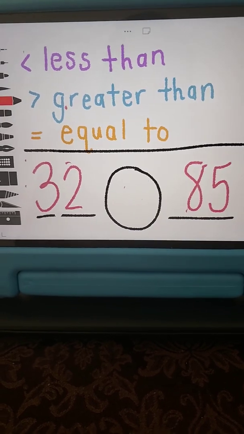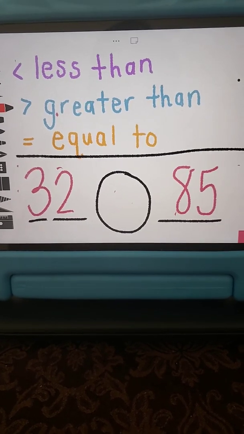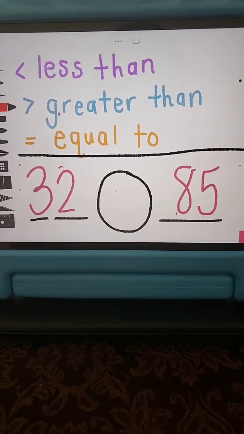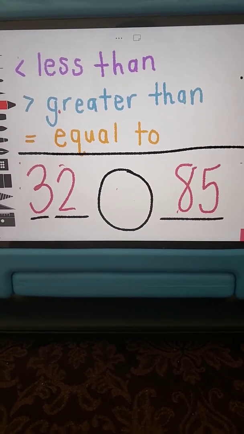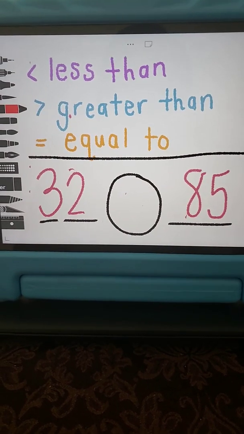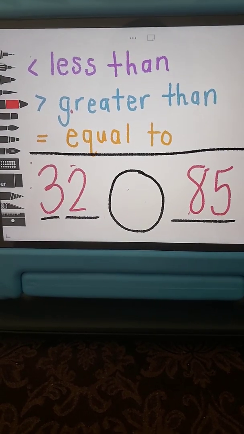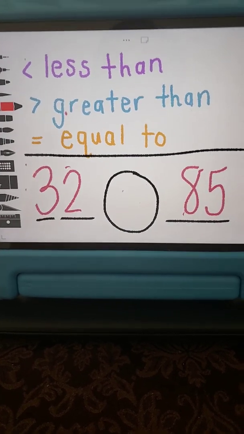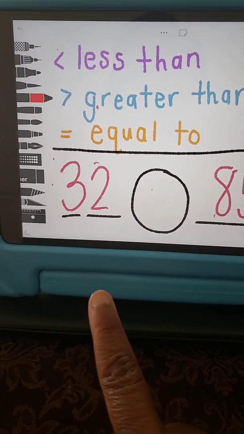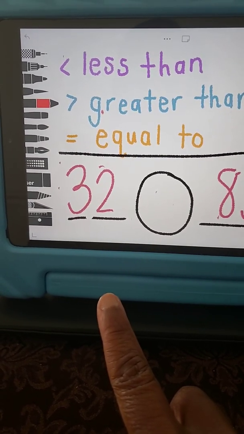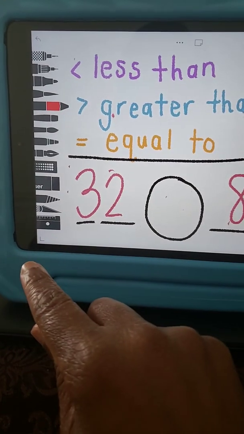Just by looking, boys and girls, you might be already thinking which one this alligator is going to want to eat. Because remember, that alligator is hungry and it wants to eat the bigger number. But just in case I'm not sure, I can always draw a picture to help me. So look at the number 32. I see that it is a 2-digit number. So I am going to draw my 10s.